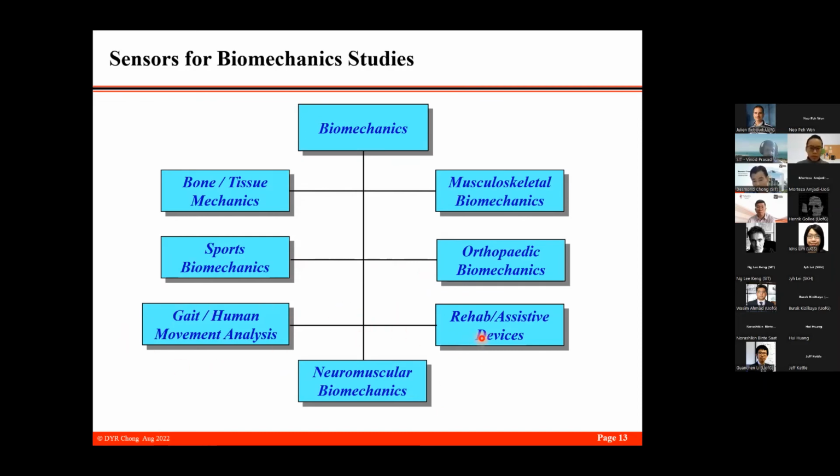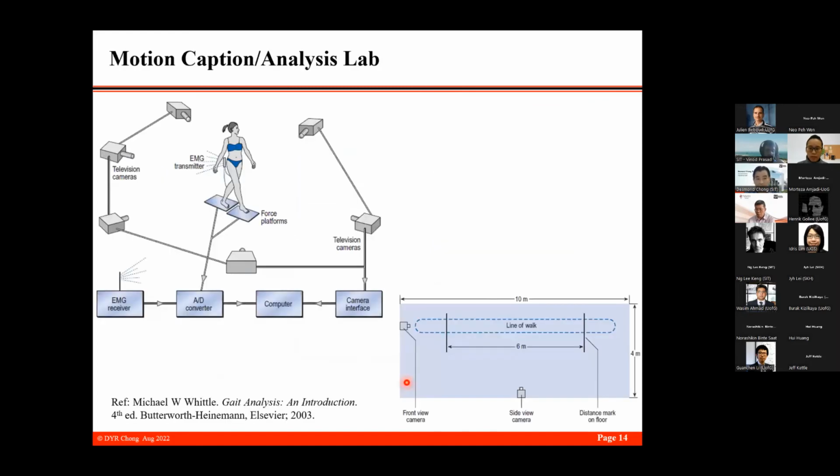And of course, you can use that for development of rehab and assistive devices as well. Of course, you look into neuromuscular biomechanics. All right. So I guess very common, when you talk about biomechanics, we talk about gait analysis.